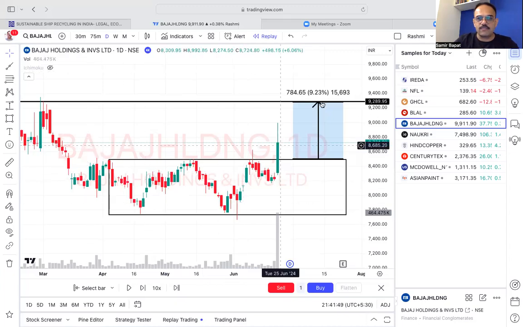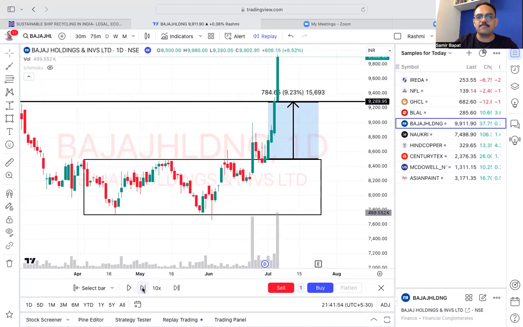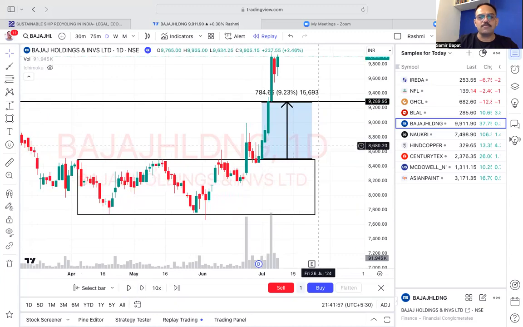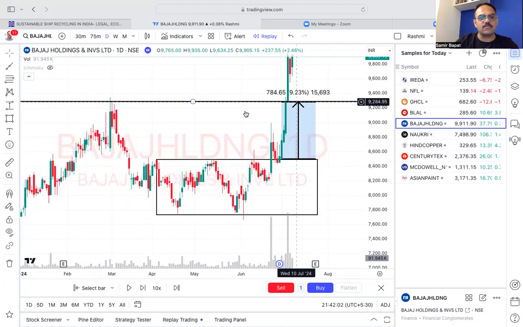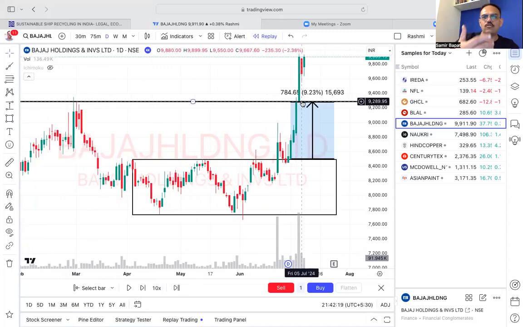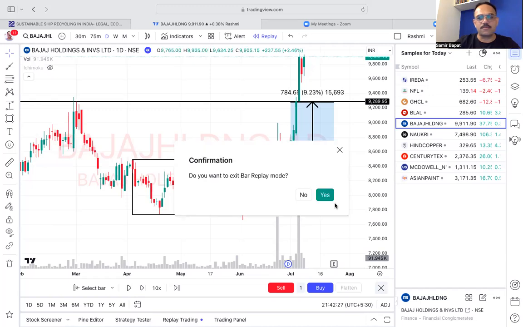So let's see if it is going from here to here. Of course, since I'm showing this example, it must have gone. So it went much more above that previous high. Since this was a target, this was the previous high, it will at least go till here. So we can set that target, right? What I was trying to say is Ichimoku gives you better stop loss planning. Right now, without Ichimoku, you have to take the low part of this rectangle as a stop loss if it goes against you. Okay, so this is for Bajaj Holdings.